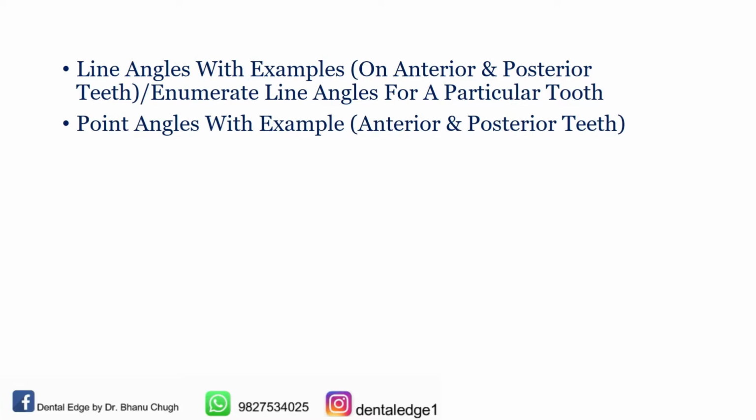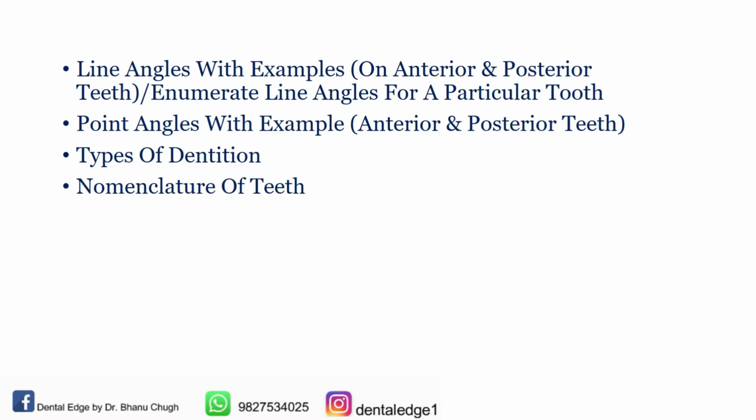Then you can be asked what are point angles, again with examples, what are the point angles present on anterior teeth and what are the point angles present on posterior teeth. You can be asked what are the types of dentition, nomenclature of teeth, triads. You can be asked what are triads and what are set triads, what are arch triads, what are class and what are type triads.